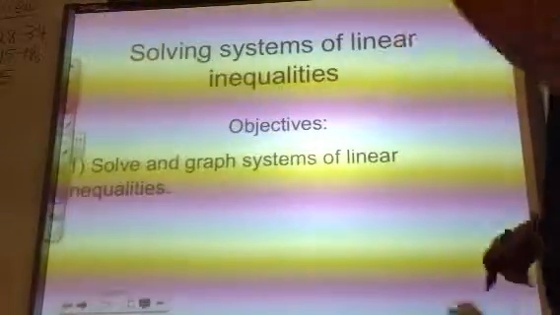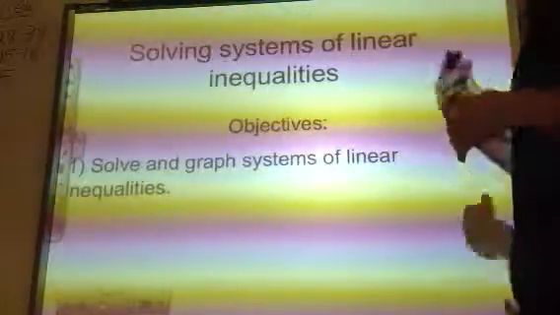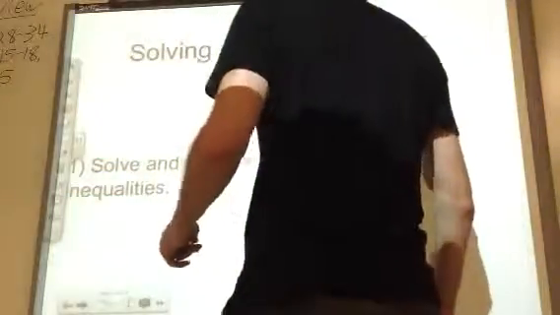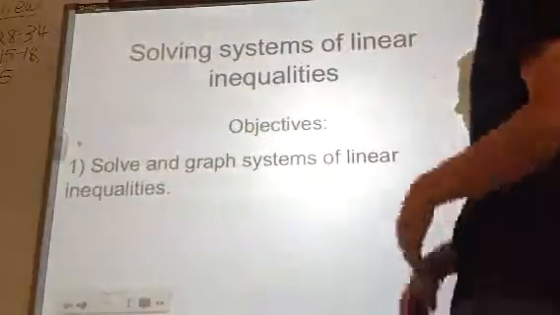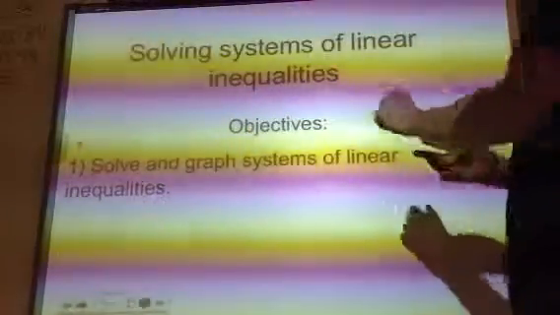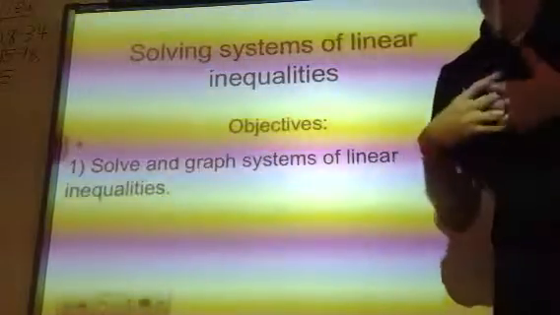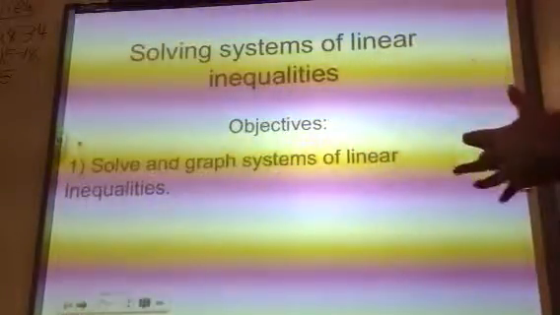Today we're talking about solving systems of linear inequalities, and our objective, what you need to know by the end of this class, what you can use to assess yourself and make sure you're mastering these lessons, is that you're going to solve and graph systems of linear inequalities. So you should be able to do that by the end of today's lesson.